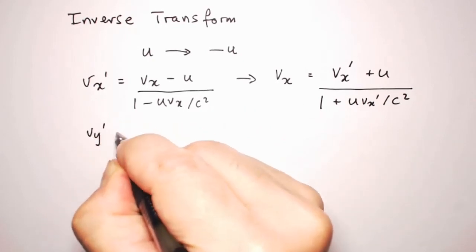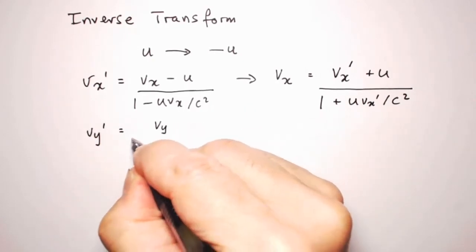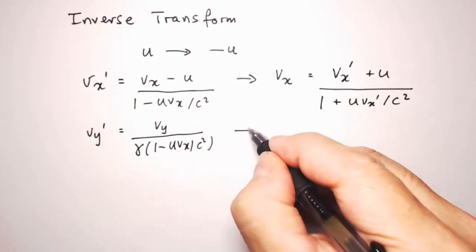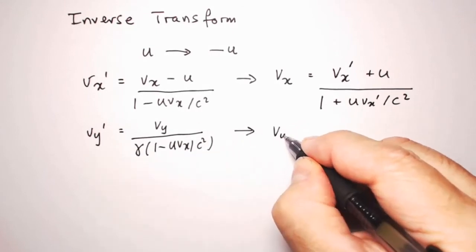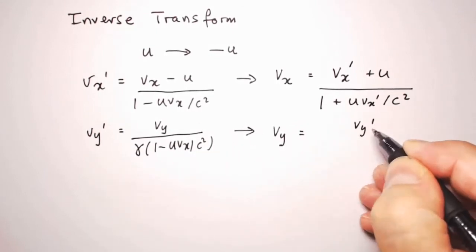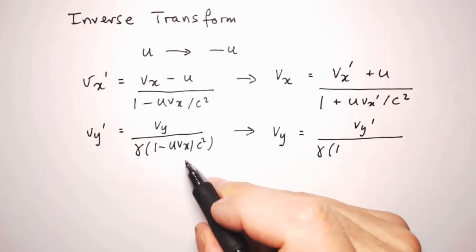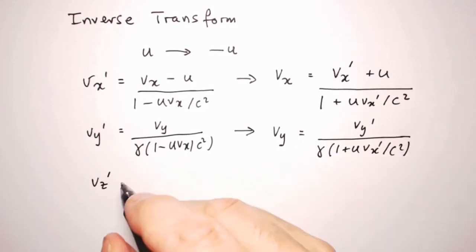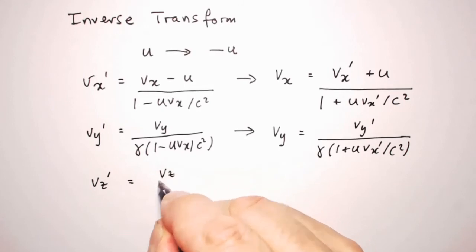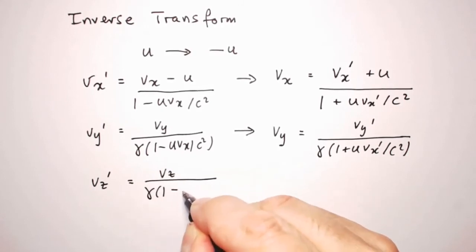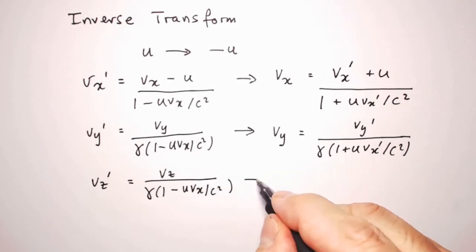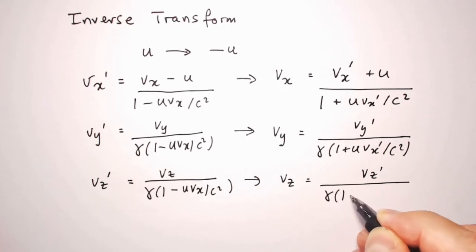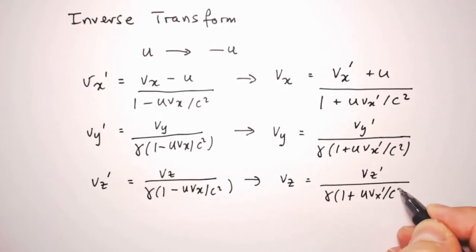We follow a similar pattern for the vy prime transformation, where we have 1 minus u vx over c squared, and then when we find the inverse, we're going to exchange vy prime for vy, and then here we have gamma times 1, and instead of minus u we have plus u, and we have a vx prime divided by c squared. The vz prime has the same law, so we follow the identical procedure as for the y velocity component. So we get vz equals vz prime divided by gamma times (1 plus u vx prime over c squared).